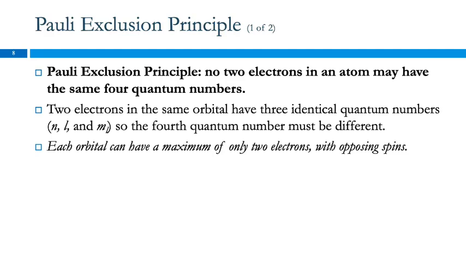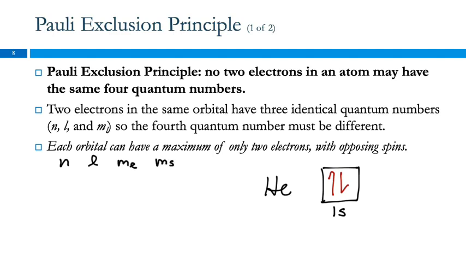So if you look at atoms in the same orbital, let's think about hydrogen. Well, actually, let's think about helium, which we haven't quite gotten to yet. But helium has 2 electrons, right? And they're both going to be in that same orbital. This is a 1s orbital. And so if we look at the quantum numbers, there's N, there's L, M sub L, and M sub S.